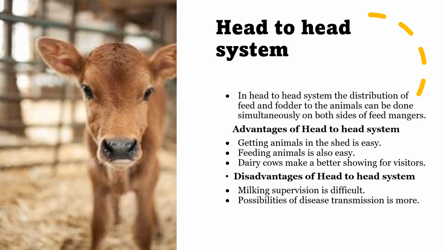So these are all the various kinds of systems of housing of dairy animals, that is both the loose housing system and the conventional barn system. The conventional barn system is also called the stanchion barn system. In the conventional barn system, we have seen two types of system, single row system and double row system. In the double row system, again we have the head to head system and the tail to tail system. So this is about the systems of housing in dairy animals.